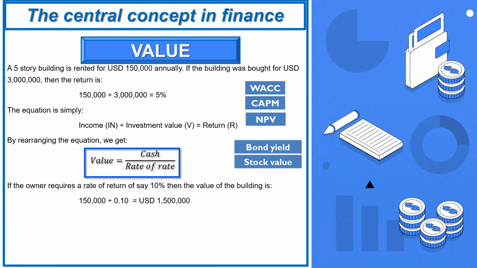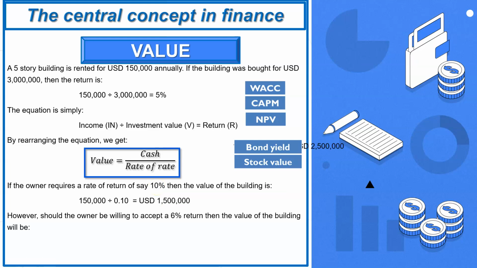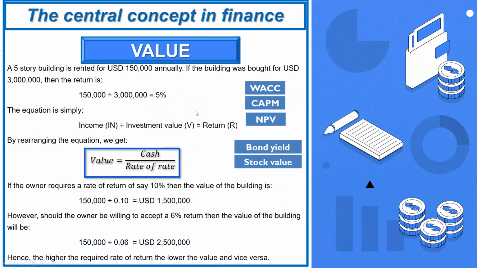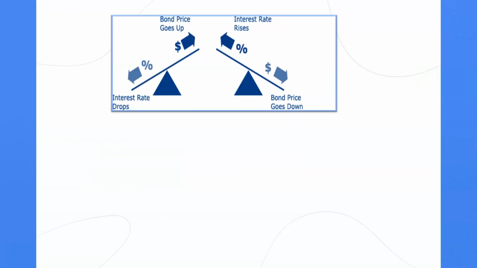But now, let us assume the investor or the owner of the building, instead of 10%, asks for just 6%. In this case, the value will be 2.5 million, which is higher than 1.5 million at 10%, but lower than 3 million when the rate is 5%, because 6 is higher than 5. So we can safely claim that the higher the required rate of return, the lower the value.